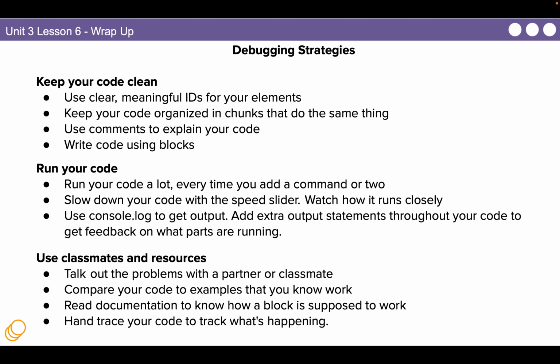And then finally, if all else fails, hand trace your code to track what's happening. Look at one line at a time. Pretend your brain and your pointer finger are the computer, and trace your code and what it will be doing one line at a time until you find the problem.